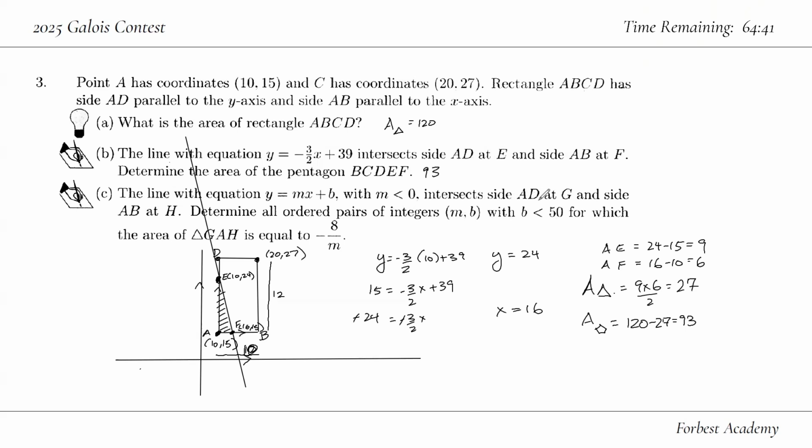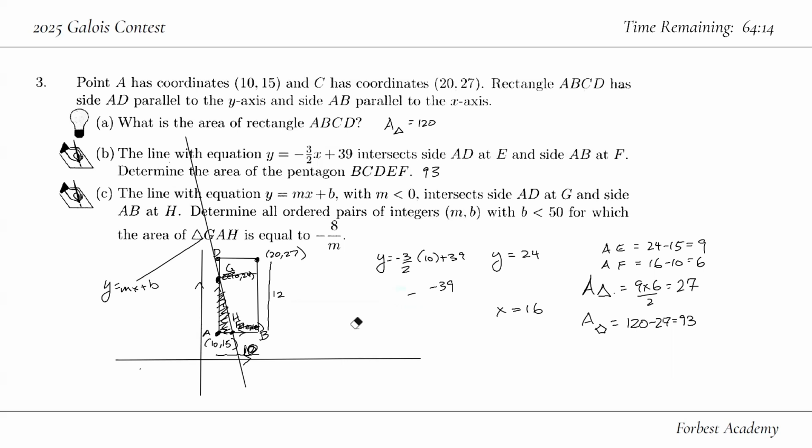The line with the equation y equals mx plus b, with m less than 0, intersects side AB at G and side AB at H. So just call this H, and now let's call this G. And this is now y equals mx plus b. Determine all ordered pairs of integers (m, b) with b less than 50, for which the area of this triangle GAH is equal to negative 8 over m. Okay, this is a very cool question.